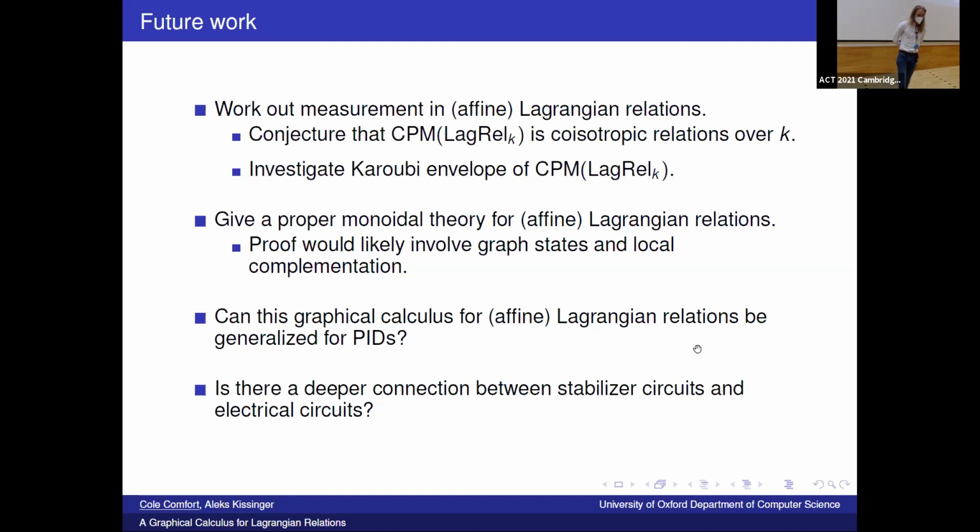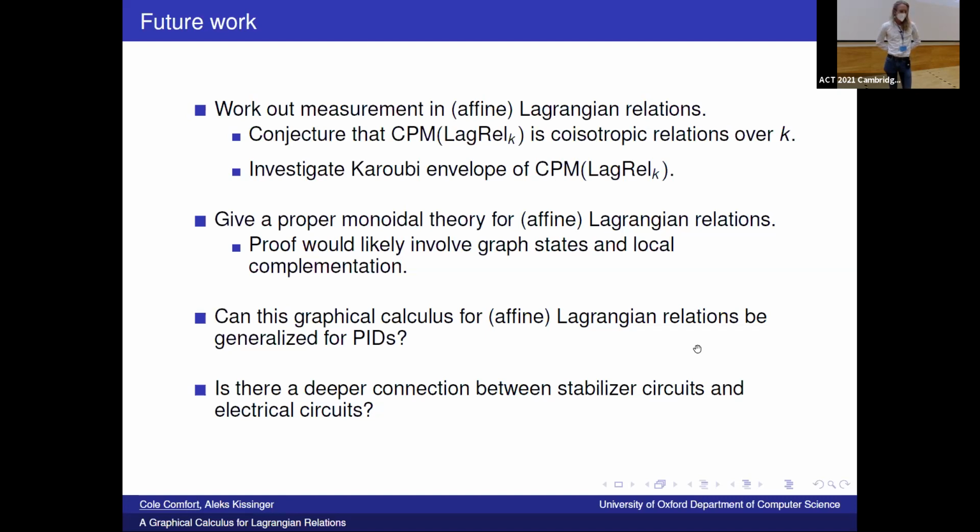Yeah, and one other thing to do is we kind of bootstrap this monoidal theory for affine relations by doubling, but we don't really have a proper completeness result in this case, because we're just appealing to this doubling thing, and the rules we have don't preserve being Lagrangian. So the question is, is there a way to characterize Lagrangian relations in terms of generators and equations in the proper way?